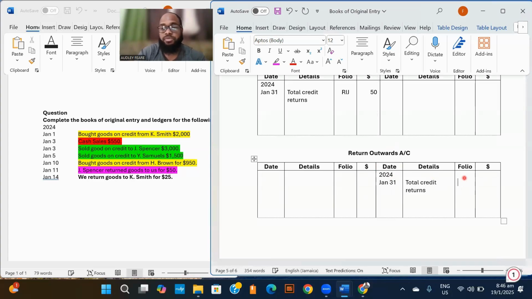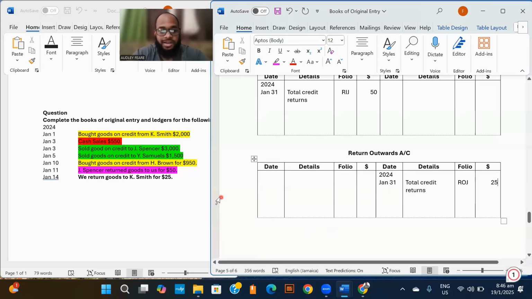And where is this information coming from? The info is coming from the return outwards journal. And the total was $25. And that's it, and we are completed. And that's how we do the books of original entry.